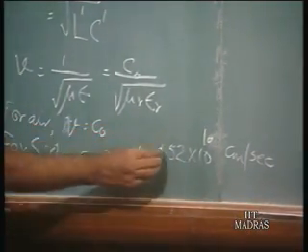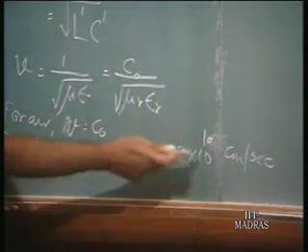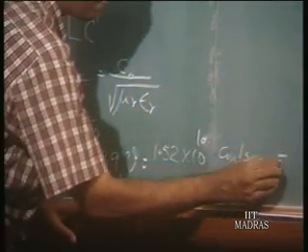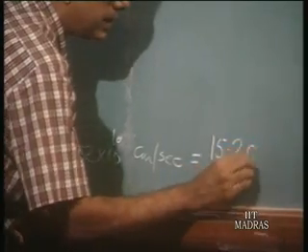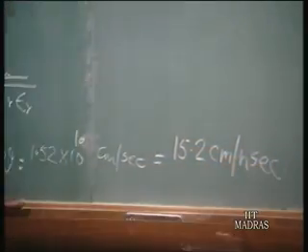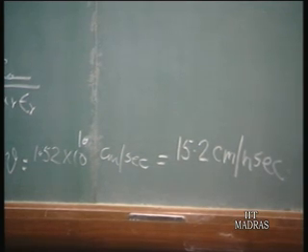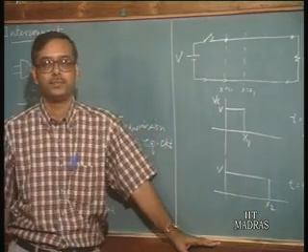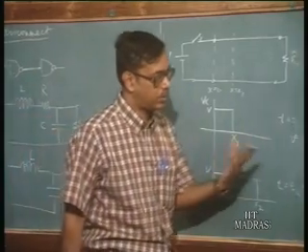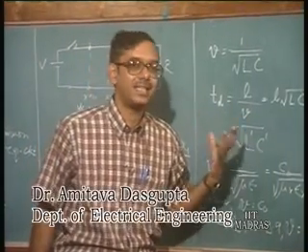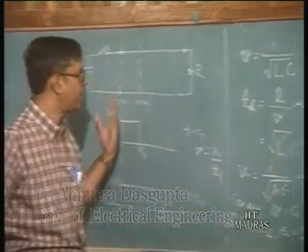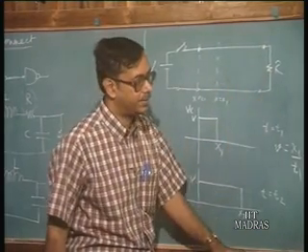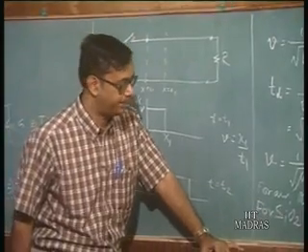A better way to write this velocity is 15.2 centimeter per nanosecond. So, in 1 nanosecond, the wave will move by 15.2 centimeters. That is the velocity with which the wave front will move. As we see, it is not instantaneous. The voltage at the source end of the line is not instantaneously available at the load end. So, there is a time lag involved.